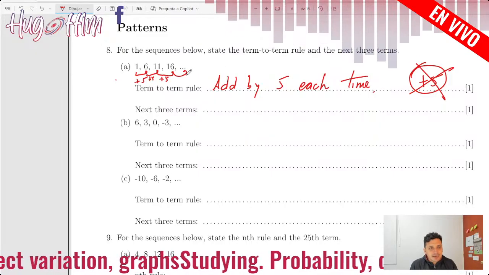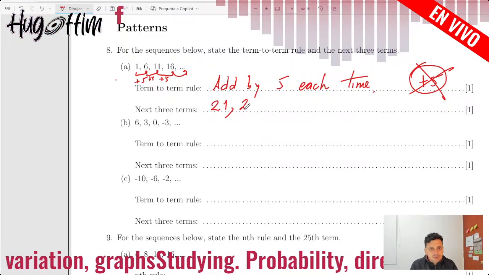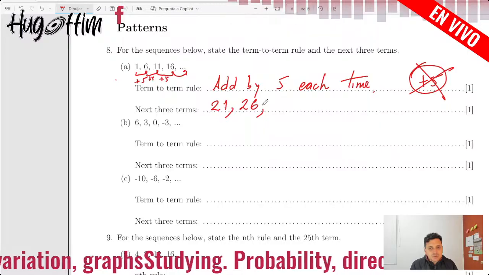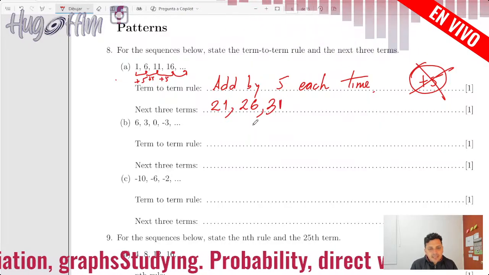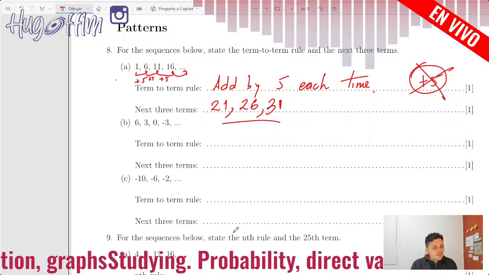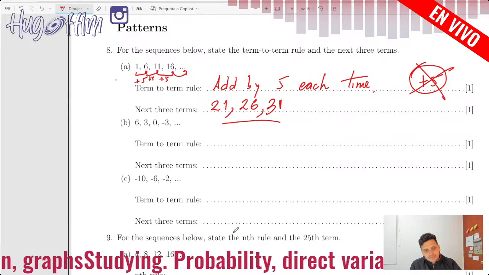So 16 plus 5 is going to be 21. 21 plus 5 is going to be 26. And 26 plus 5 is going to be 31. These are the next 3 terms. This is an idea of how you can do it. Identify what you're doing every time you add.